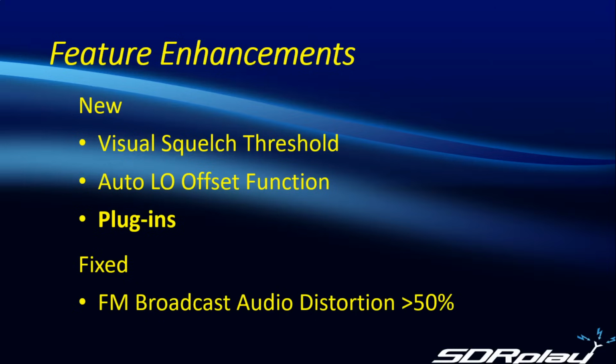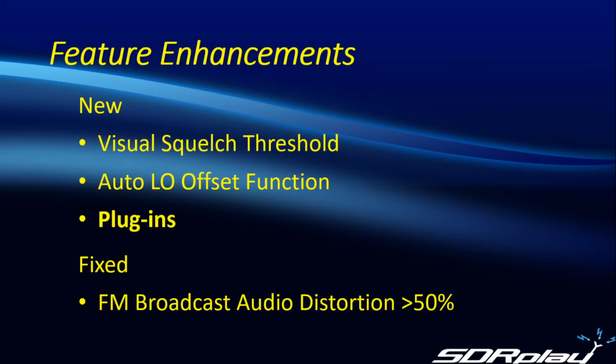So in terms of new features, the first one is the visual squelch threshold. There's also an auto LO offset function, which should be good news for people that have struggled with offsetting the LO. And then the main feature, as I mentioned before, is the plugins. And along the way, we fixed an issue with FM broadcast audio. There was a fairly long-standing issue whereby the audio would distort at volume settings above 50%. So that's now been fixed.